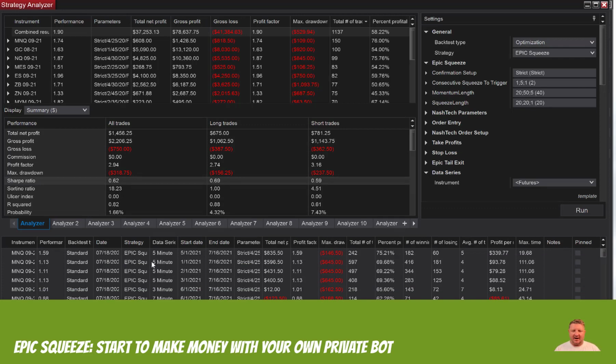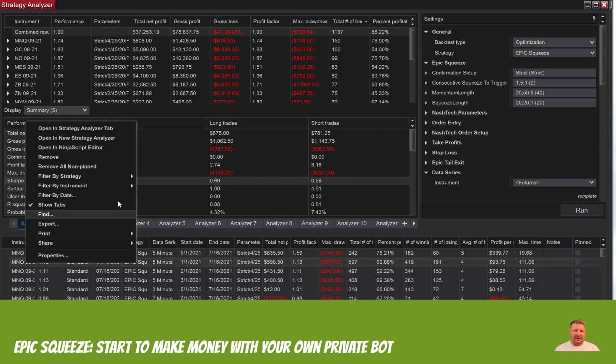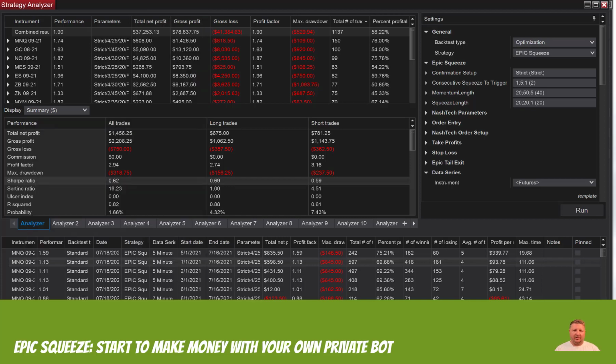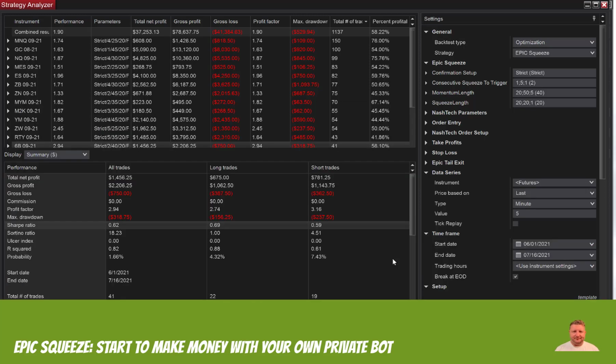So you can just load these up, and even if you didn't save any templates, all of them. So you can now right click in here, filter by strategy, Epic Squeeze, filter by instrument. Maybe you only trade the MNQ, maybe you only trade the NQ. Now you can get these. Okay? Sort by profit target. You can pin them. You can export them. Do some other studies on them. Things like that. So if you're not familiar with show log, I encourage you to check that feature out.